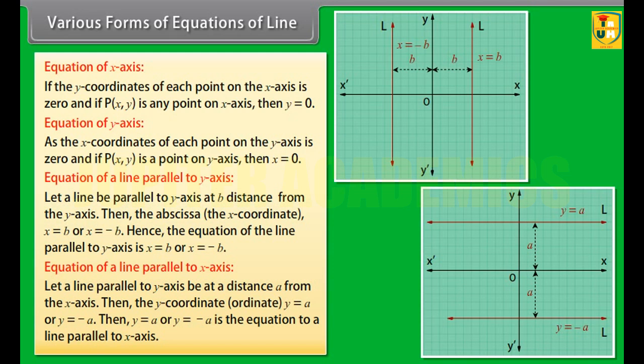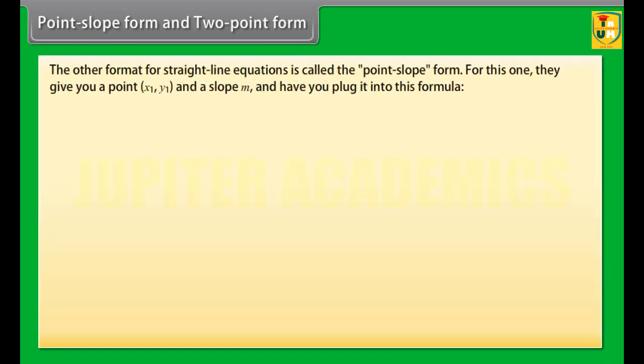Point-slope form and two-point form. The other format for straight line equations is called the point-slope form. For this one, they give you a point (x1, y1) and a slope m and have you plug it into this formula: y minus y1 is equal to m into (x minus x1).